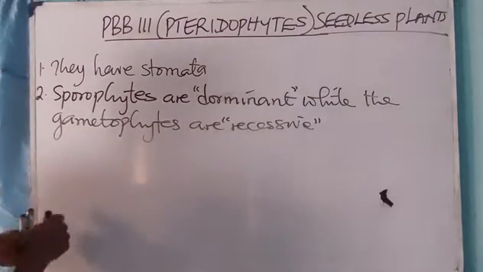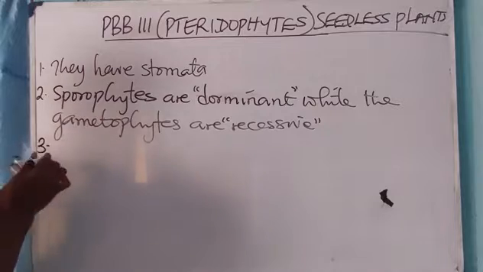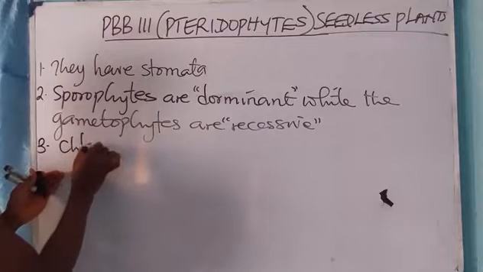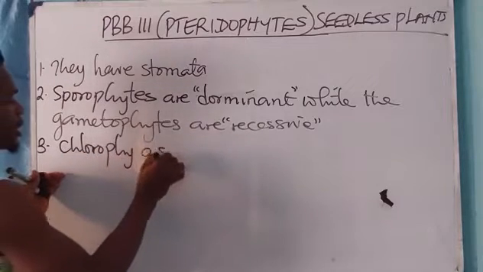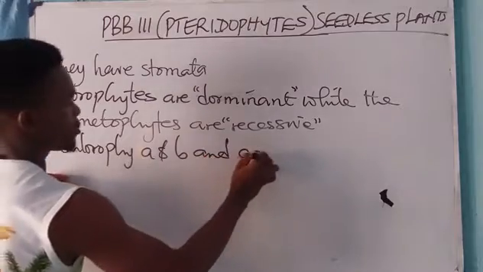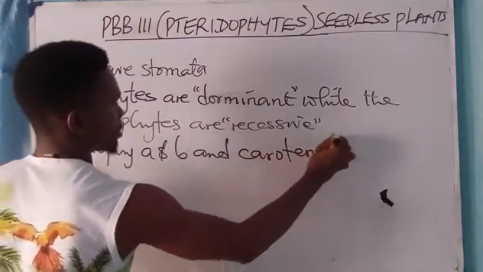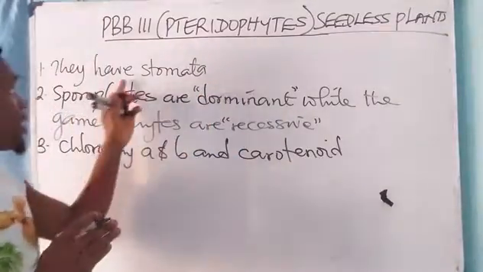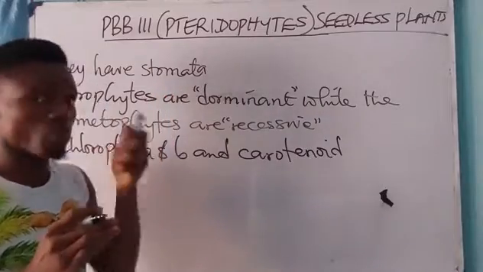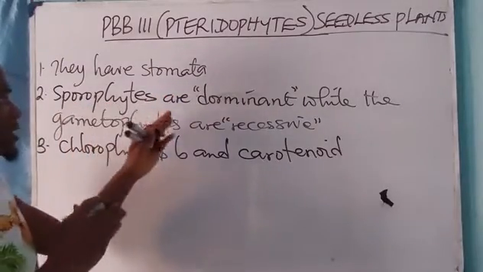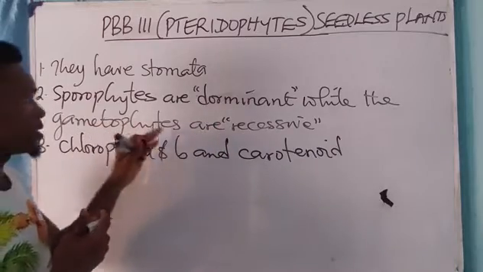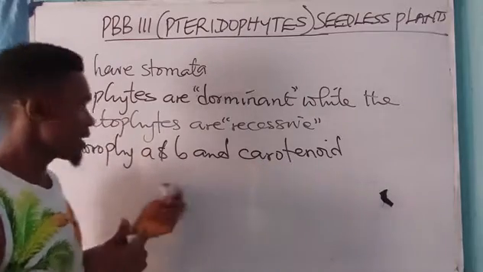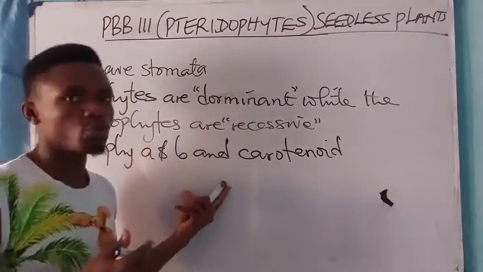And apart from that, pteridophytes have chlorophyll. They have chlorophyll A and B and carotenoid. Right, so these are the general characteristics of the pteridophytes. They have stomata that prevents the excess loss of water from the plants, and the sporophytes I said are dominant, while the gametophytes are recessive. I said they have chlorophyll A and B and carotenoid. These are the pigments that enhance photosynthesis.